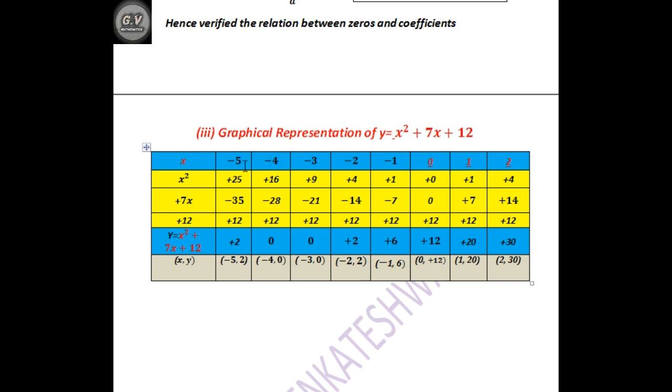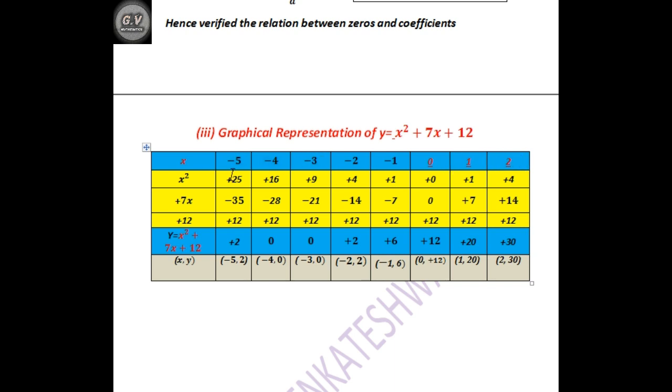Here minus 5 is taken on the left side of minus 4. Least zero is minus 4, highest zero is minus 3. Some more values are taken on the left side and some more values on the right side. Consider this as a number line: 0, minus 1, minus 2, minus 3, minus 4, minus 5 and plus 1, plus 2. Negative values lie on the left side of 0 and positive values are taken on the right side of the 0.